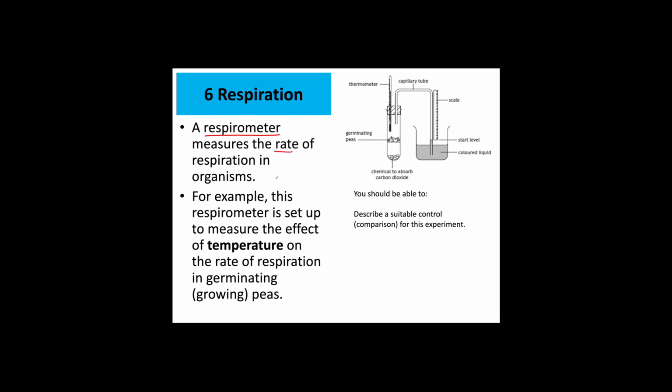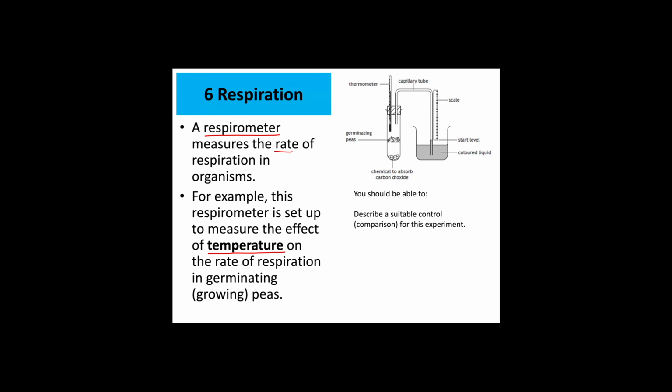So, for example, we've set up a respirometer here. This is just a diagram from a past paper, and it's set up to measure the effect of temperature on the rate of respiration in germinating or growing peas. So we can see we've got the peas here. They're starting to germinate. Respiration will be happening. It needs energy to help it germinate, so respiration will be occurring within the cells here. And we've got a thermometer which tells us the temperature. And what we're going to do is vary the temperature that these peas are exposed to and see how that affects its rate of respiration.